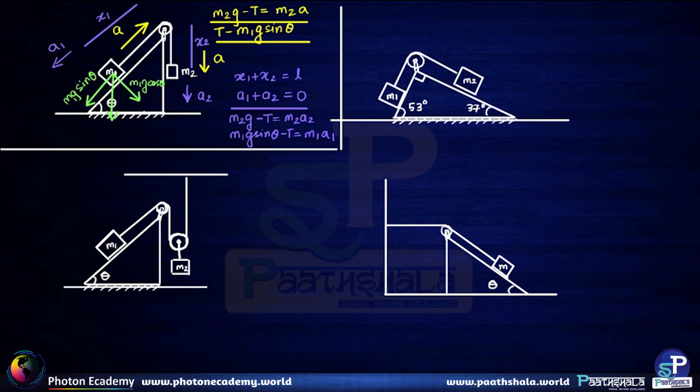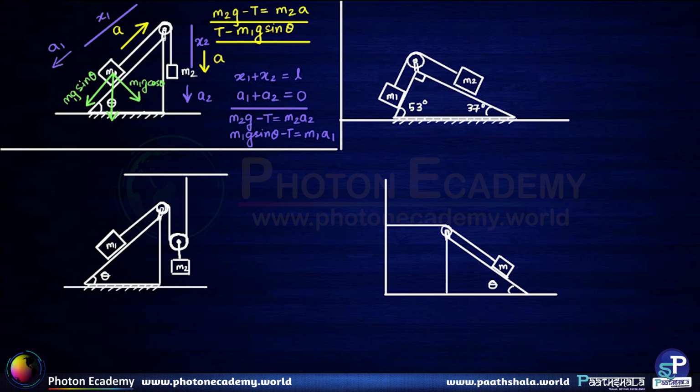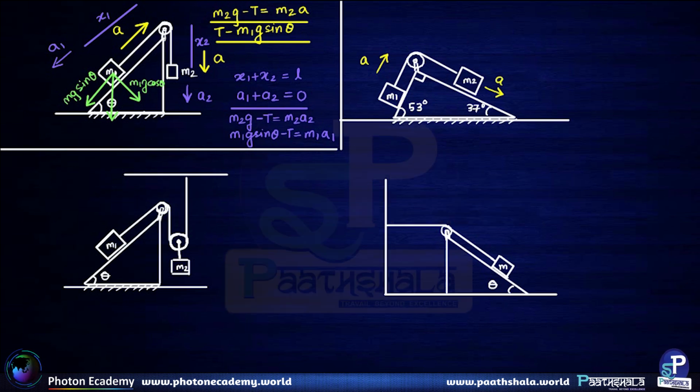So let us say we want to do the analysis of the second diagram. Then in that case, let us do the intuition based analysis. The intuition based analysis entails, let us assume that the mass m1 is going up with acceleration a, then the mass m2 will be going down with acceleration a. Even if our assumption is wrong, then we'll get a negative value of acceleration a, which is perfectly fine.